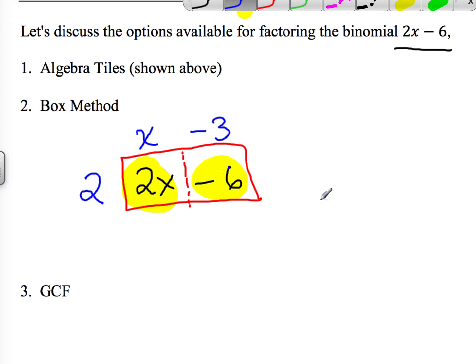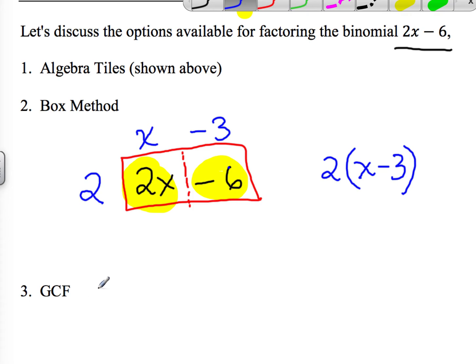So how do we write our answer from this? Well, we took out a 2, and we know it must be 2 times x minus 3. It's the side times the top that gave us what was in the box. All right, and that's factored form because we have the parentheses.